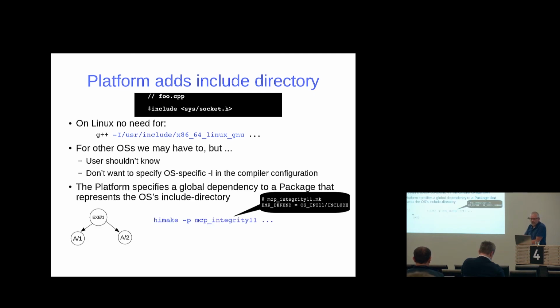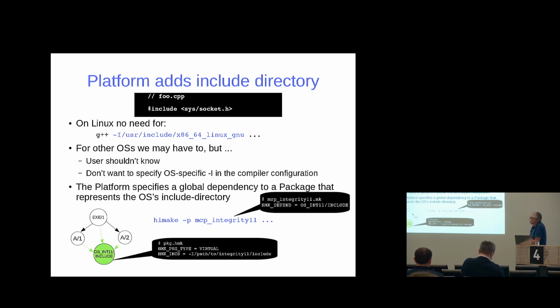So what we do is that the platform specifies a global dependency to a package that represents the OS include directory. So we have the DAG that the user knows about. Then the user specifies a platform, MCP Integrity 11, and that is a real-time operating system for our target computer. And then you can see within that platform, it has a file, and then it specifies a global dependency to this OS int 11/include. So each and every package will then get a dependency to that. If you look into that, the green package there, you can see it's a virtual package. And all it does is tell HiMake, there are some include files in this directory, and I want you to use this -I directive.